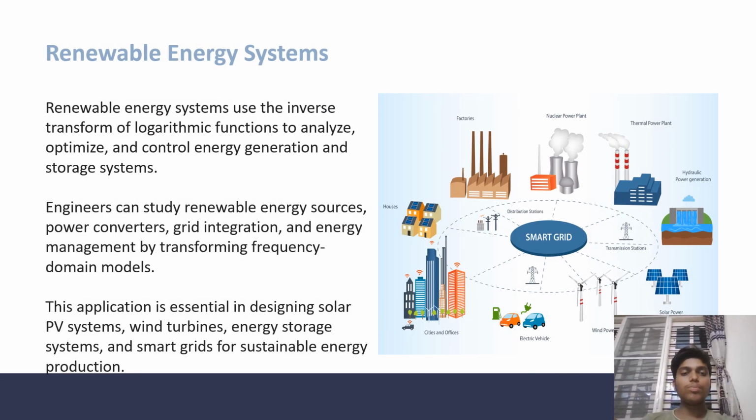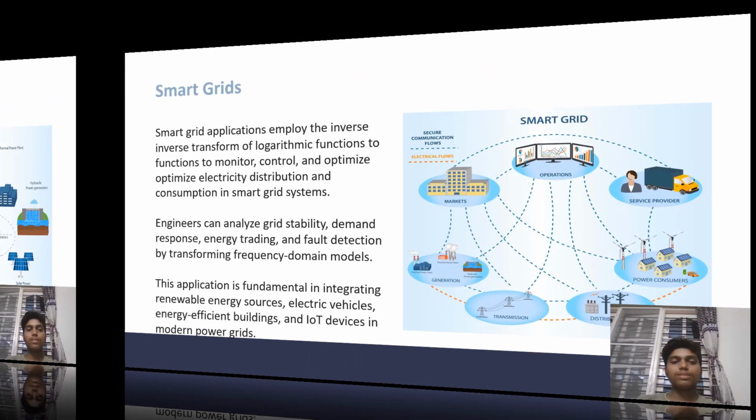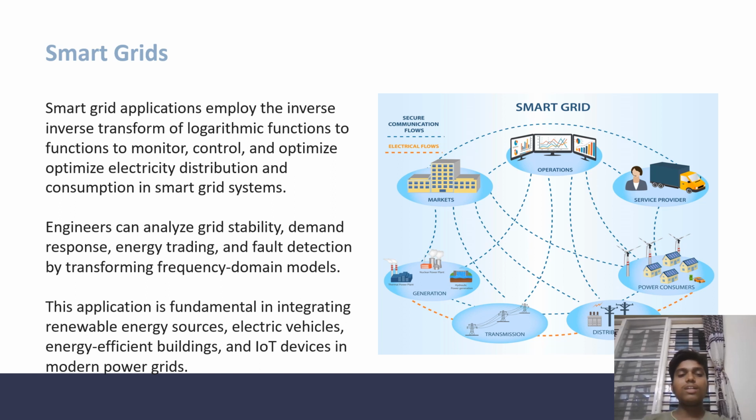Renewable energy systems. Renewable energy systems use the inverse transform of logarithmic functions to analyze, optimize, and control energy generation and storage systems. Engineers can study renewable energy sources, power converters, grid integration, and energy management by transforming frequency domain models. Smart grids. Smart grid applications employ the inverse transform of logarithmic functions to monitor, control, and optimize electricity distribution and consumption in smart grid systems.